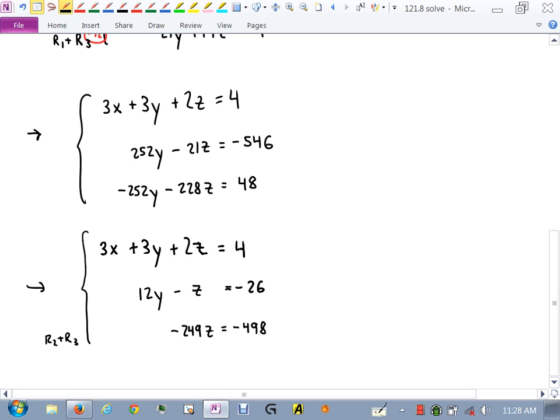All right, I have reached my goal, which was to get nothing here, nothing here, and nothing here. I get this diagonal looking thing underneath. And if I get that, I should be able to solve for all the variables. So let's get z over here. Looking at equation 3, or row 3, I have negative 249z equals negative 498. Divide both sides by negative 249, you get z is what? 2. Oh, how convenient.